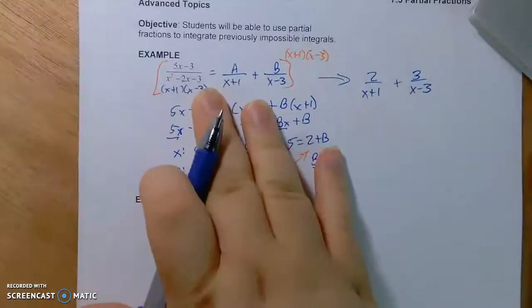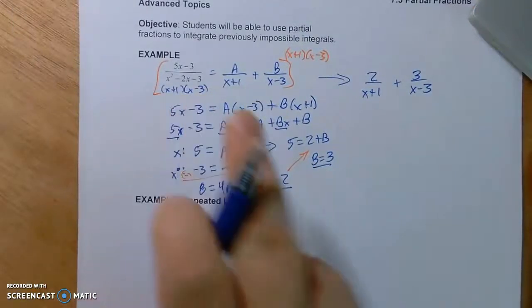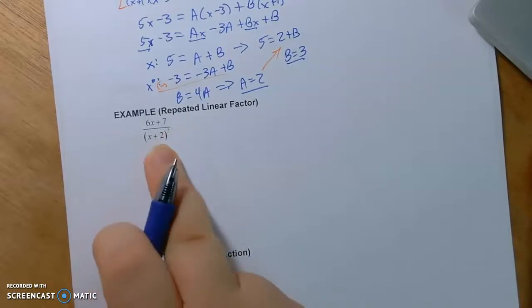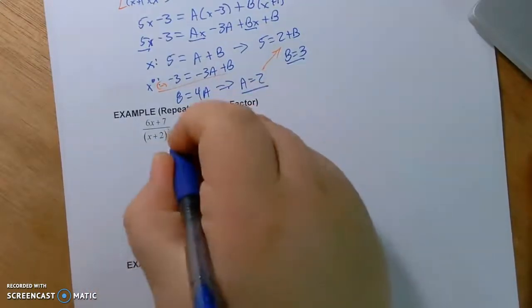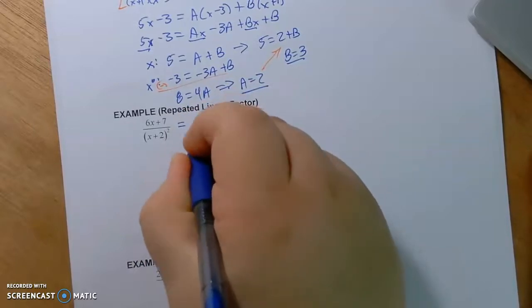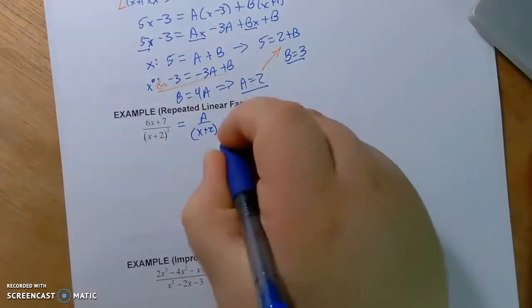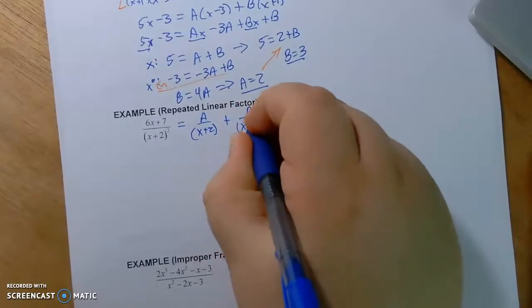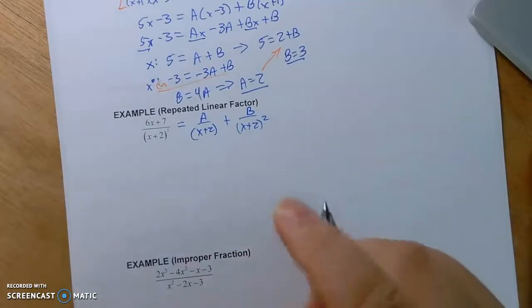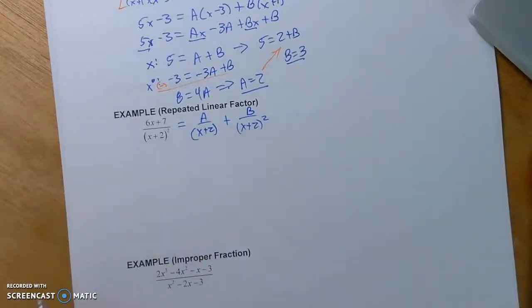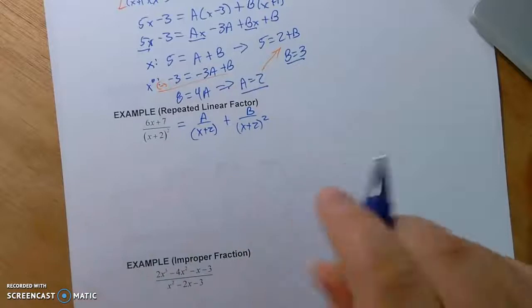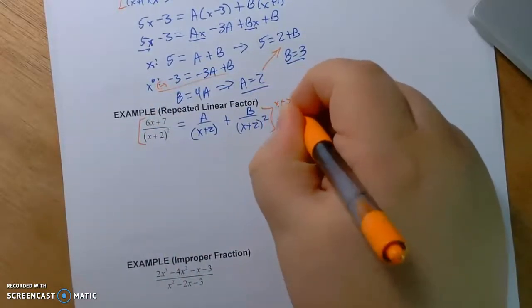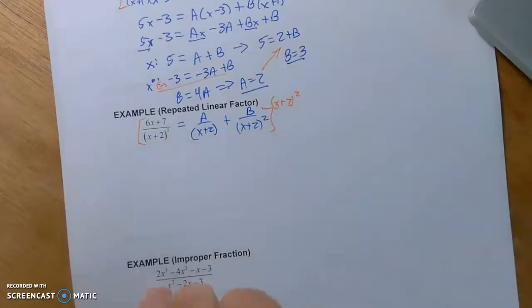So this is your basic example where you have just two terms. Here we have two terms, but they're the same. They're repeated. And so we handle that slightly differently. We're still going to have an x plus 2 term. The other option that we would have would be an x plus 2 squared term. Those are the only options we would have for denominators. So again, we're going to multiply by our x plus 2 squared denominator.